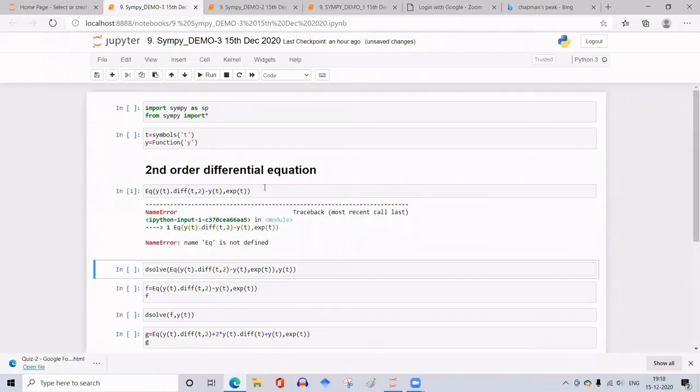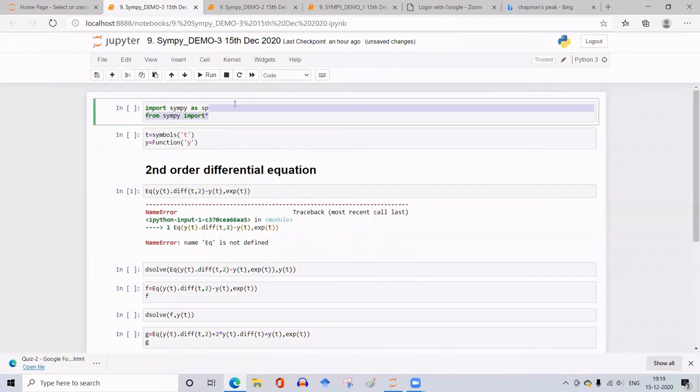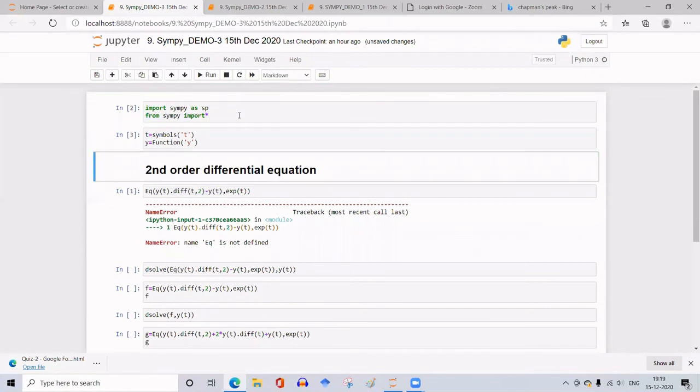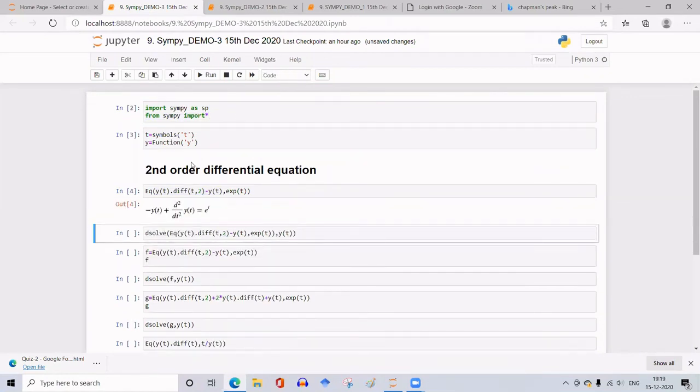If I execute this, again, I made the same mistake, is it not? I did not run these two cells. That is why it is not recognizing EQ, which is not defined. So let me run these two cells first. Okay. So this is d square by dt square of y of t minus y of t as the left hand side, and the right hand side is e to the power of t.